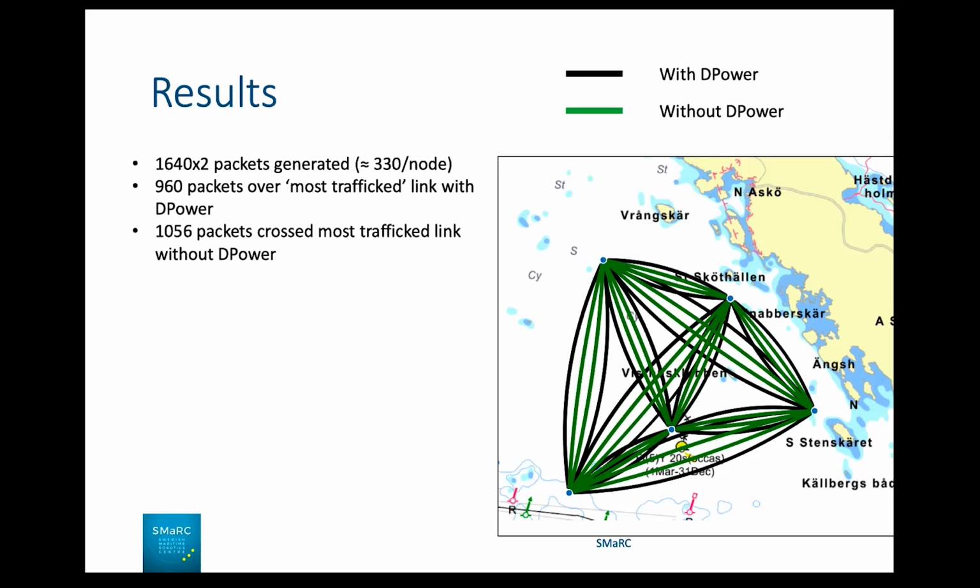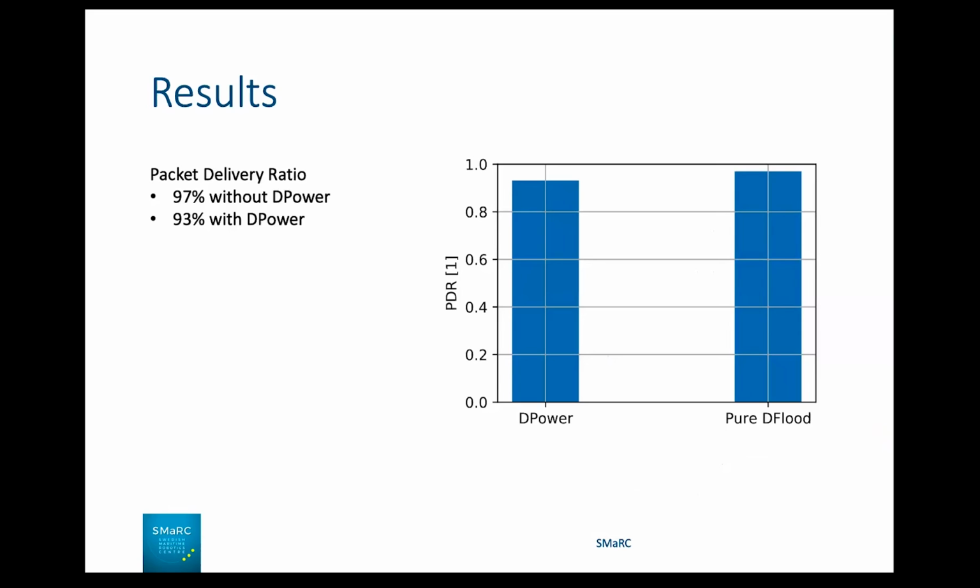But let's continue. So in terms of packet delivery ratio, we had 97% packet delivery without DPower, meaning when all the modems are transmitting at full power, and 93% with DPower. So depending on the circumstances, I would say it's a pretty small loss. Unless you really want your packets to reach the destination, then it can be pretty serious.